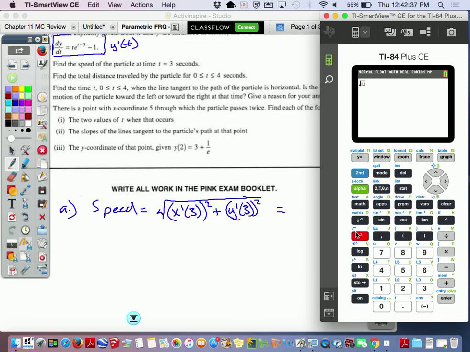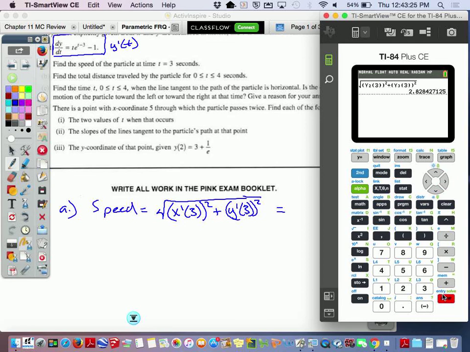We'll get the square root, and now I want x prime of 3. I know that x prime is in y2, y2 of 3, but I have to go back because this has got to be squared, so I need to insert a parentheses there. Parentheses, we'll square that. So that's my x prime of 3 squared plus, parentheses again, and then my y prime was in y sub 3, square that, and then that's my calculation.